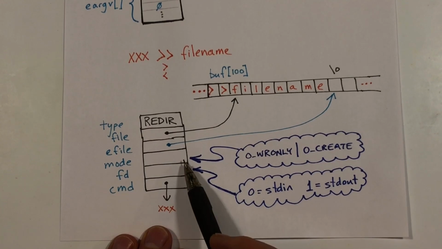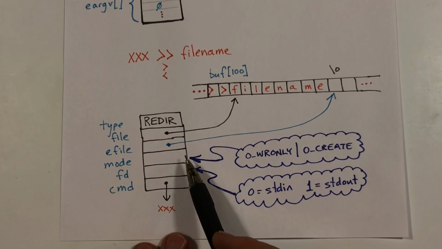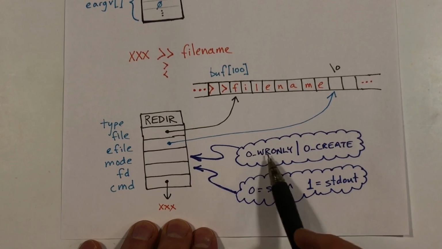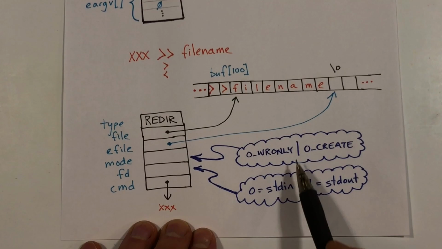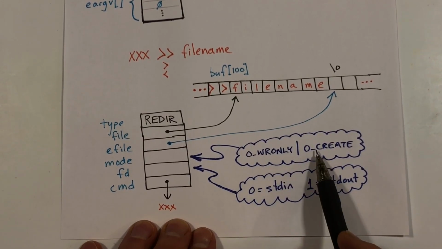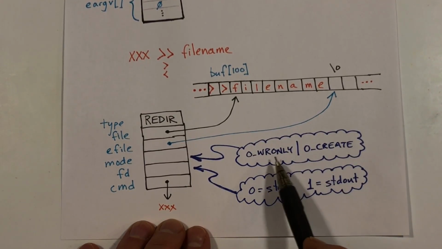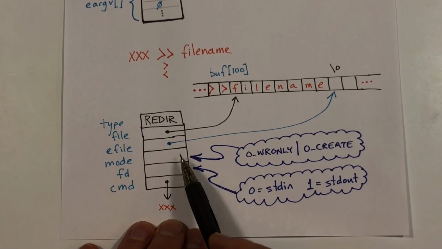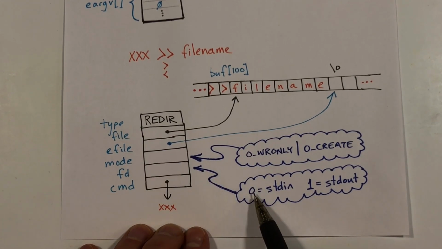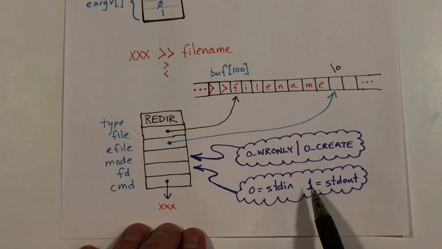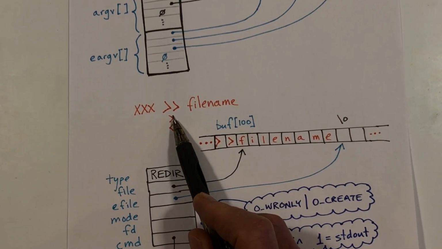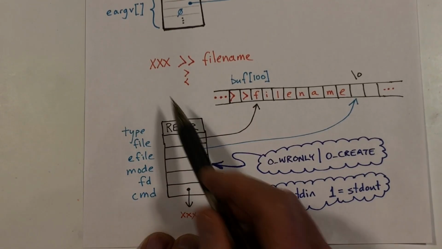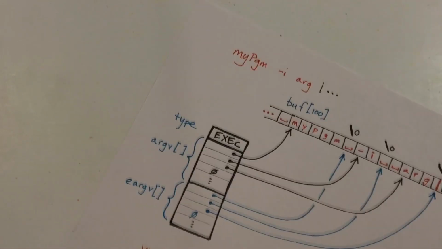The redirect node will tell how we are to open this file. And so in this example, we are appending to the file if it already exists, so we want the write-only and create bits to be set. These will be passed to the open system call. The FD, or file descriptor field, will contain either a 0 or a 1 to indicate whether we are redirecting the input or the standard output. And finally, we have a pointer to whatever's to the left of this redirection.